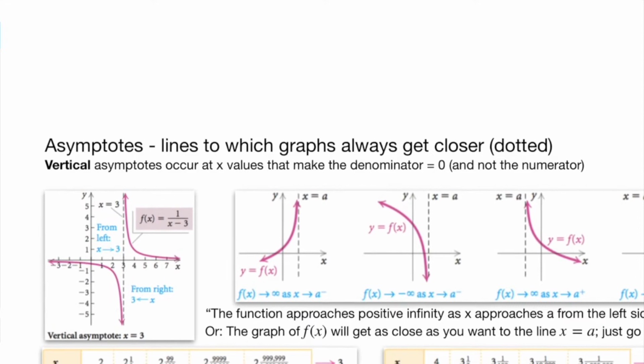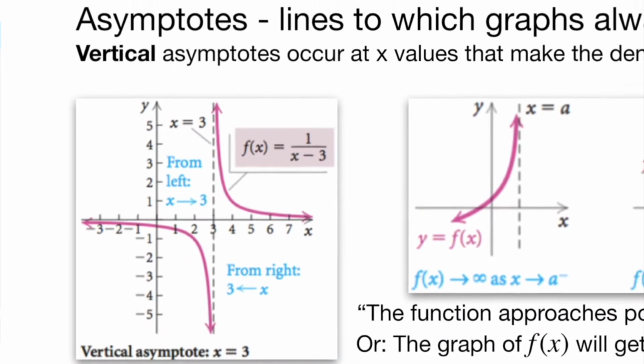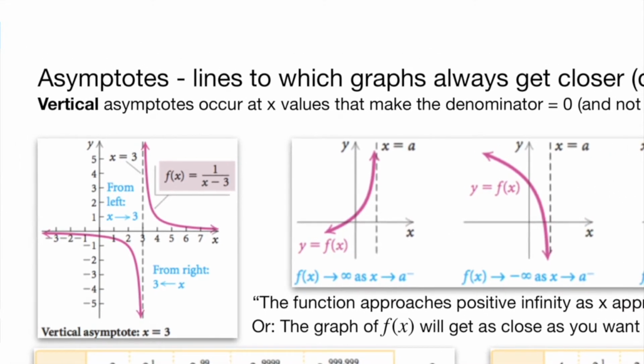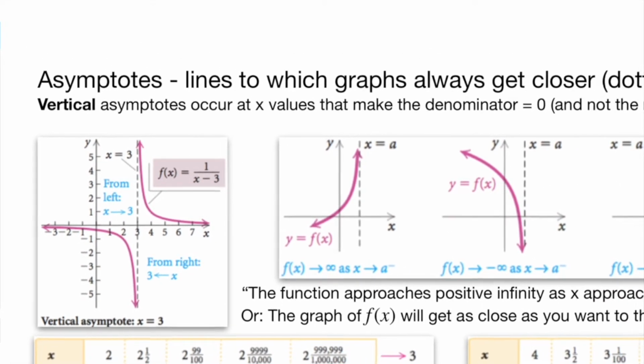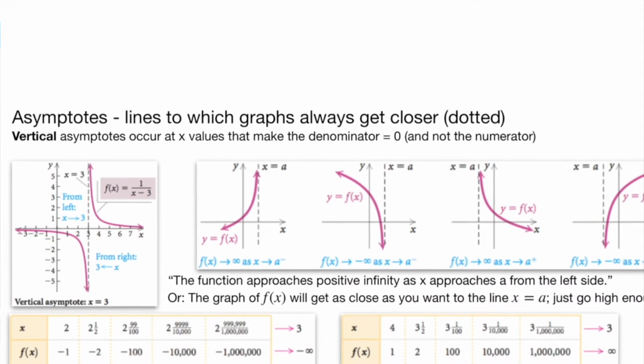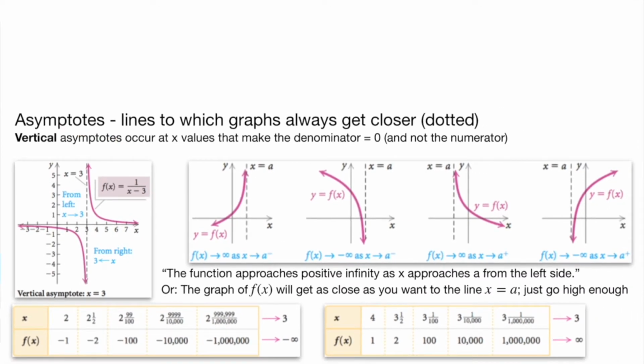Then, to continue our discussion about domain, what we really find is that these dotted lines have a special name. They're called asymptotes. Say it with me, everybody. Asymptotes. It's a fun word to say. Asymptotes are just lines to which graphs will always get closer. So this graph will always get closer to the dotted line, x equals negative 3.